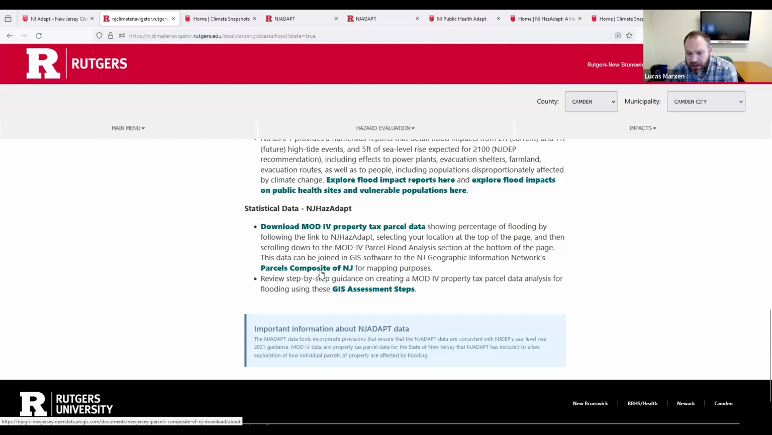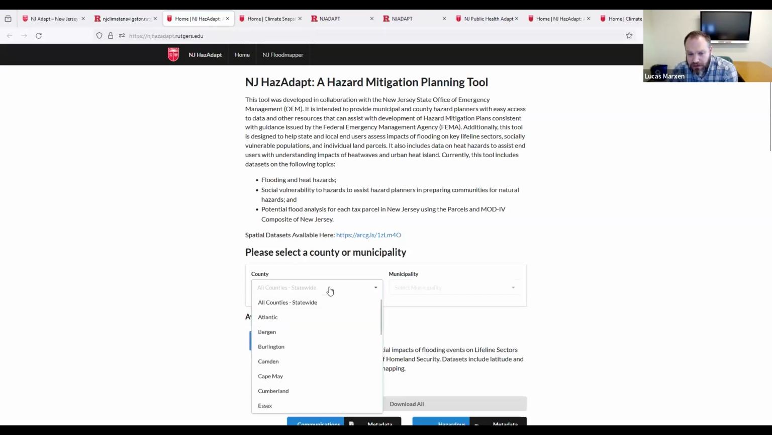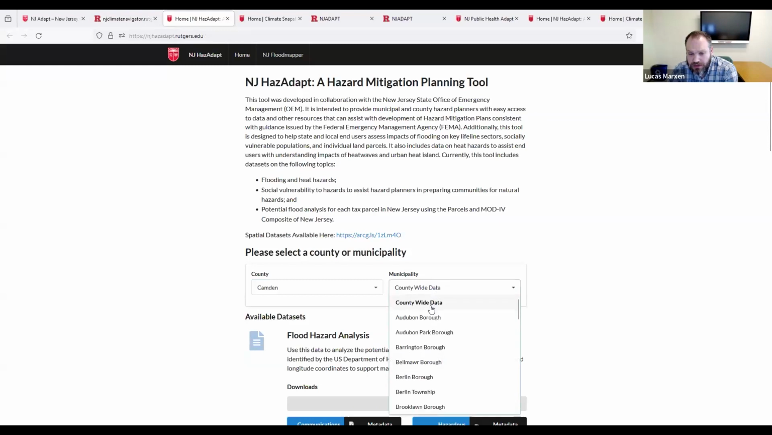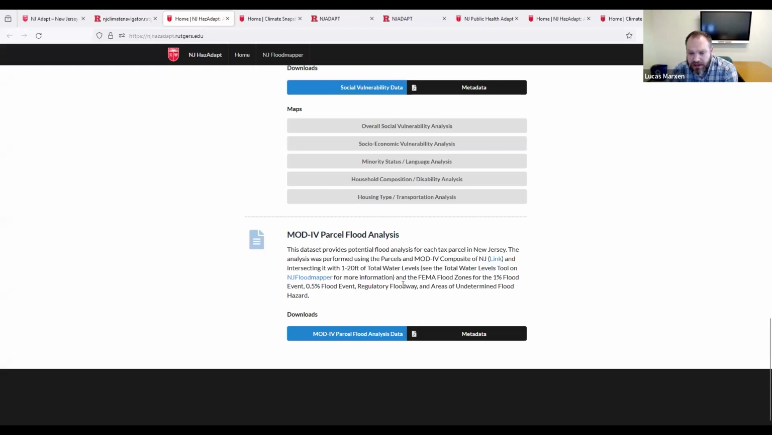We also provide a link to the GIS data set for the parcel composite of New Jersey that can easily be linked to that data set so that you can do GIS mapping of that data. And just to show you here, I'll take you to NJADAPT. Again, you can select your locality to get location-specific data that you're interested in. And all the way down at the bottom is that Mod 4 parcel flood analysis data set I was telling you about.